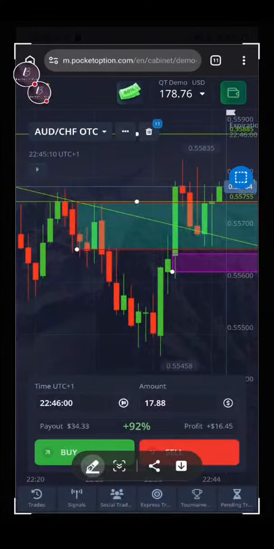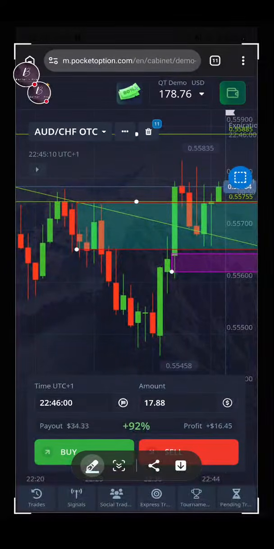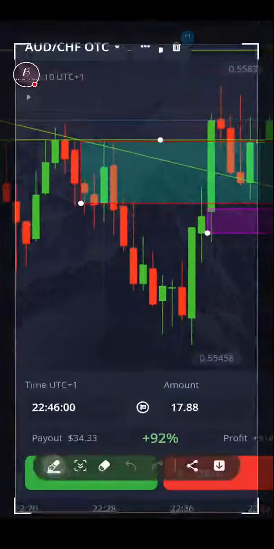Now, this is the total breakout strategy, the one we just used in this trade right now. I'll show you quickly how it works. You see, we have this level here. I'll mark the level for you.